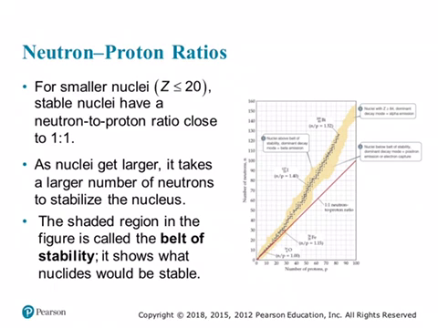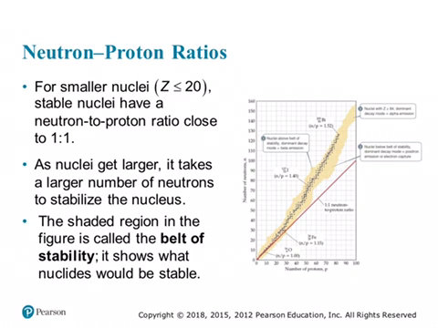So from this graph, you can see that the shaded region is what we call the belt of stability. And it shows which nuclides would actually be stable. There are different regions that you have to understand. So number 1 is the region above the belt, where your dominant decay mode is going to be beta emission. So those are not stable above the belt.